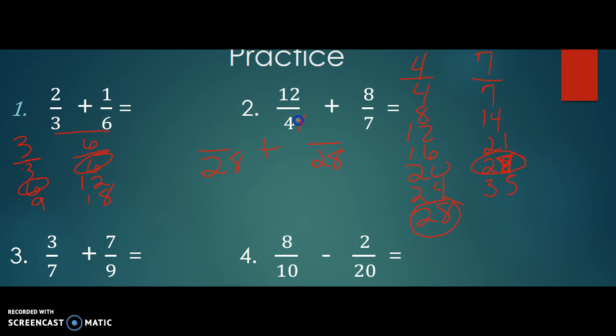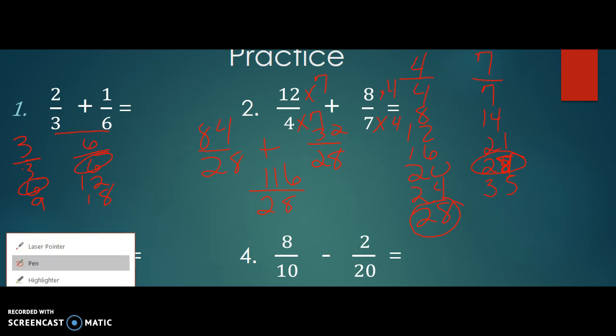Okay, so 4 times what gives me 28? 4 times 7. What I do to the bottom, I do to the top. So 12 times 7 is 84. Okay, 7 times what gave me 28? 7 times 4. So 8 times 4 is 32. So 84 plus 32 is going to be 116 over 28. Okay. All right, now what's wrong with this fraction?